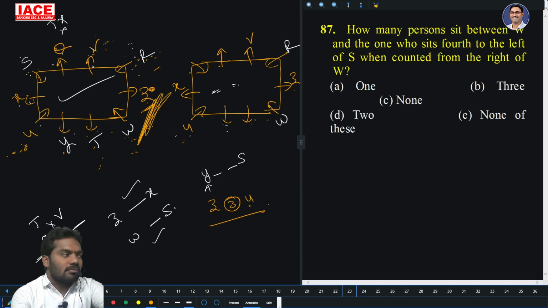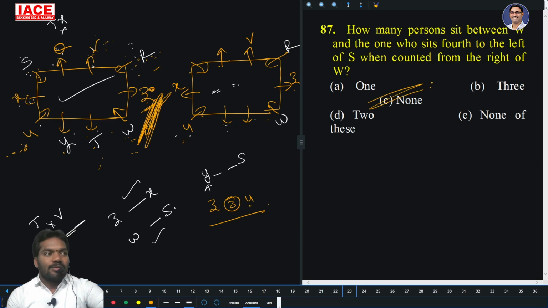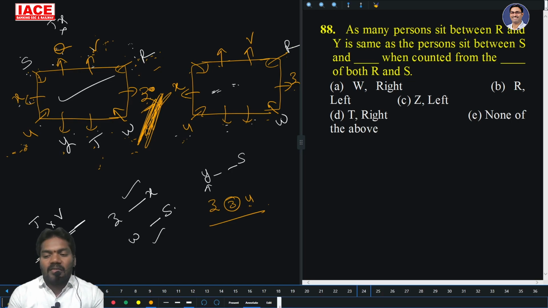How many? You can see. As many persons sit between R and Y? When counted from both. Okay. As many persons between R and Y? So 1, 2, 3, left to chuddam.